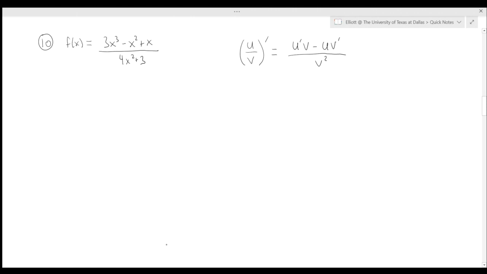All right, so u is going to be our numerator, v is our denominator. Again, what I'll do here is compute u prime and v prime separately, and then we'll put it all together at the end for the derivative of f. In this case, u prime would be 9x squared minus 2x plus 1. Here, v prime is just going to be 8x.